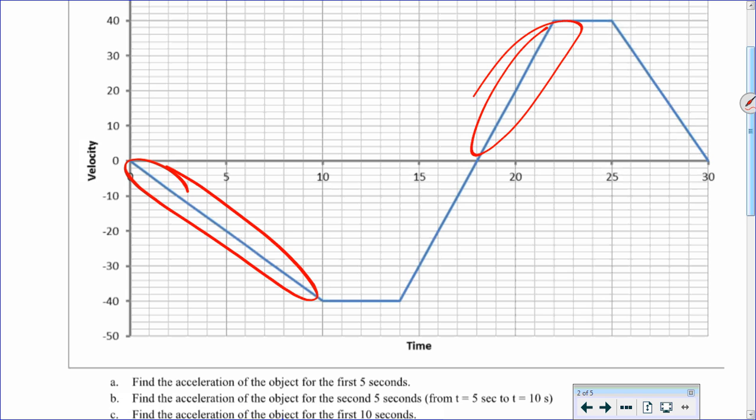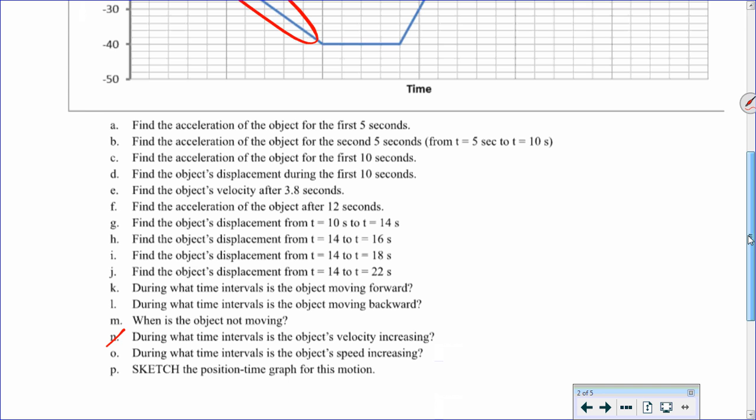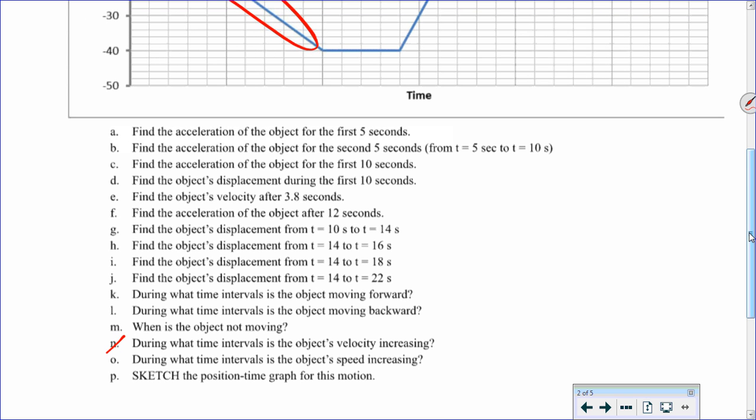I think what I actually had as the answer for N should have been the answer to O. So from 0 to 10 and 18 to 22. Sam, does that make sense? Okay. Is everybody happy? Let's not worry about P. I won't give you anything like that. That's really more of an AP question. So don't worry about that.